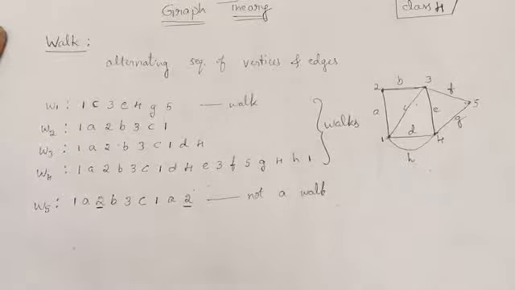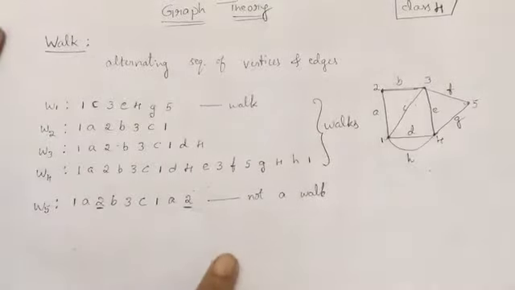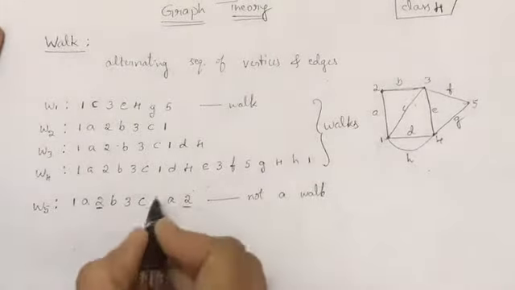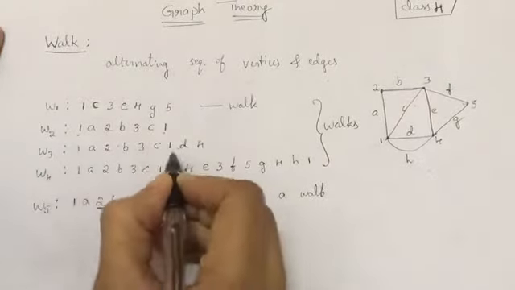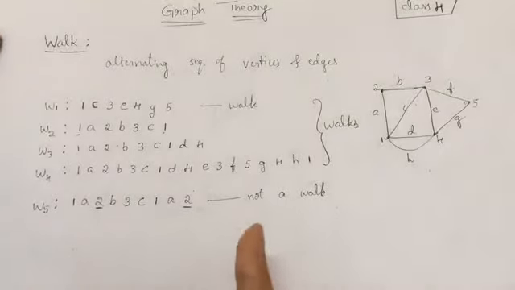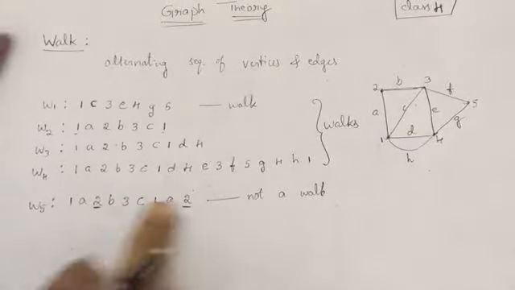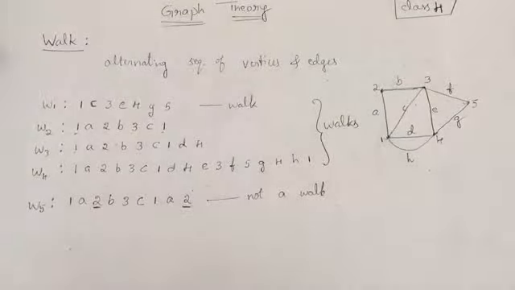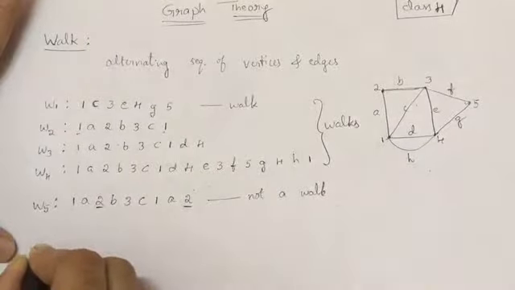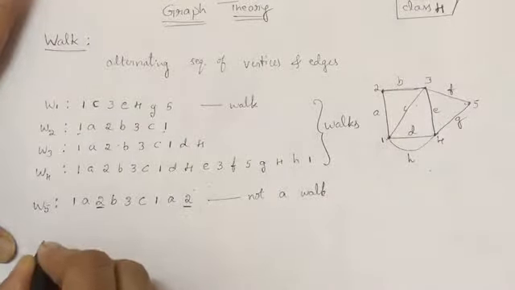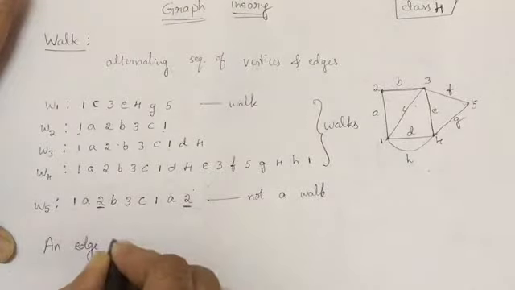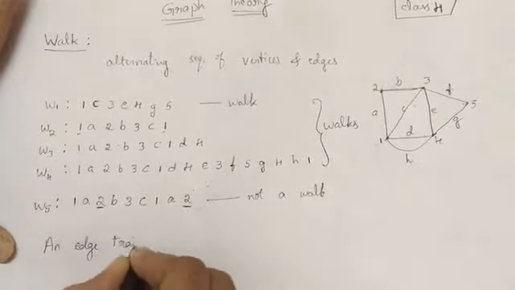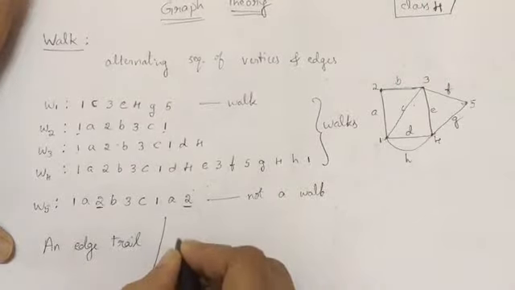Remember one thing, a vertex may appear more than once in a walk. Vertex may appear more than once, but edge should not be repeated. So a walk is also called an edge trail, or simply a trail.